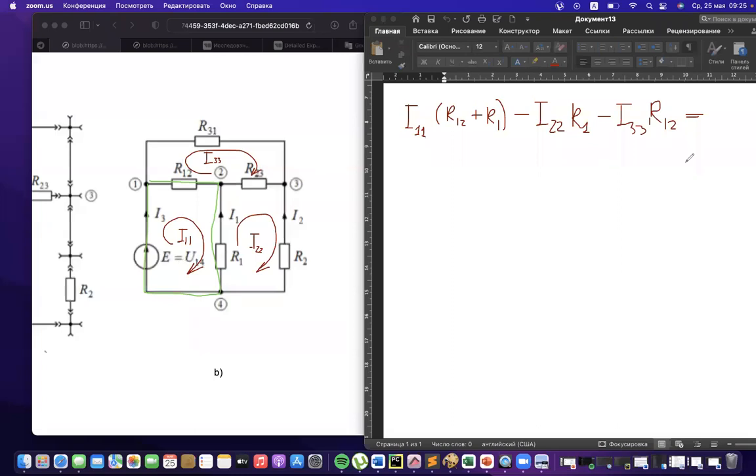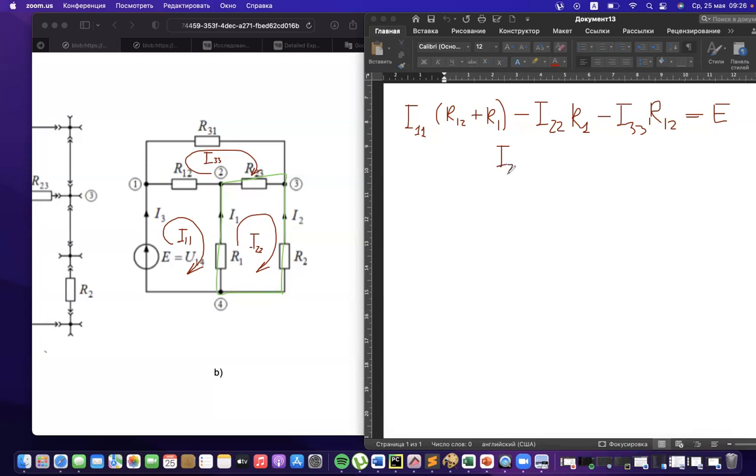Here you have the electromotive force inside this mesh, and that's all. For mesh number 1, it is a complete finished equation. Then we are moving to mesh number 2 and making the same equation for the second mesh. For the second mesh, the internal current is I22.